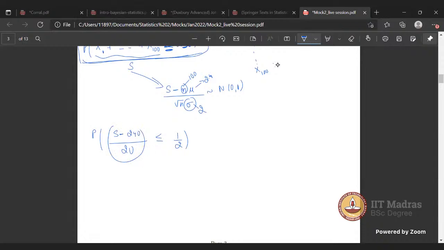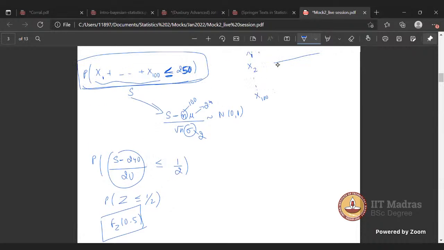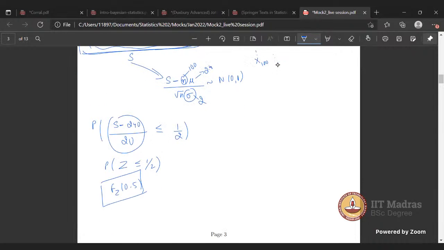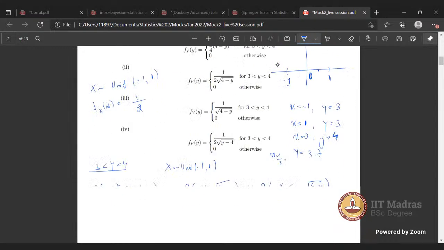Now we know this is normal 0, 1. So we can write the probability Z less than or equal to 1 by 2, and this is Fz of 0.5. Now this is our final answer. This is an identity type question, so you can directly write Fz of 0.5 as your answer here.